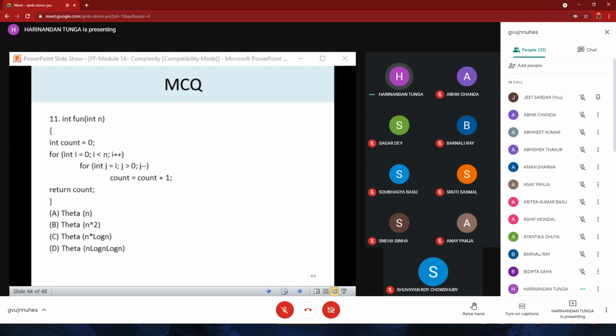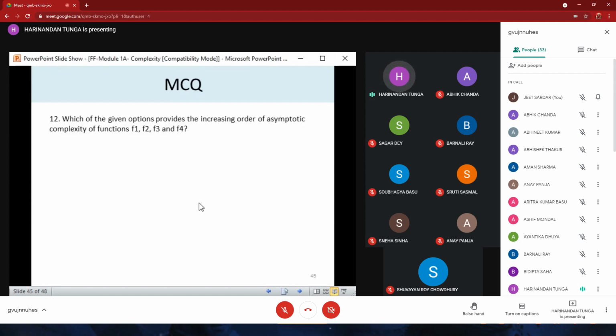Theta of n square. It will come in the form n into n plus 1 divided by 2. That is n square form. The execution time equation is the n square form equation, a quadratic equation with the time complexity theta of n square. Now, last question of the asymptotic notation topic.